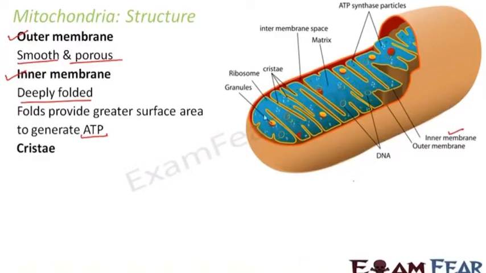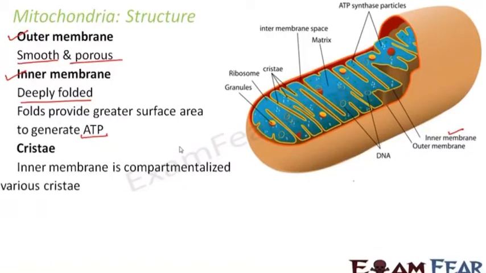Now, after the inner membrane, it has got cristae. What are these cristae? The inner membrane is compartmentalized into various cristae. So, if you look here, these are the cristae. That is, the inner membrane is compartmentalized into various cristae. See, this is the inner membrane. So, the inner membrane forms compartments like this. You can see this is one compartment, this is another compartment, this is another compartment. These compartments are known as cristae because the inner membrane has got deep folds. Therefore, these spaces between the inner membranes are known as the cristae, right?